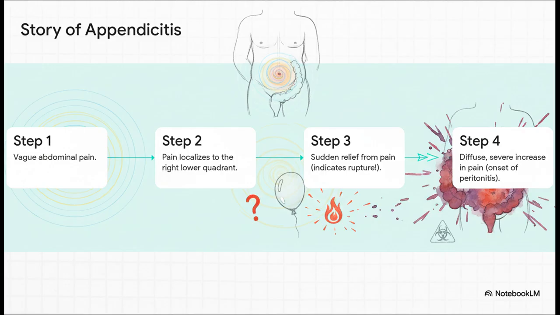If that child suddenly says, "Hey, I feel all better, the pain's gone," that is a huge red flag. That sudden relief often means the appendix has ruptured, releasing all that pressure. And shortly after, the pain comes roaring back, but now it's everywhere and it's severe. That's the start of peritonitis.